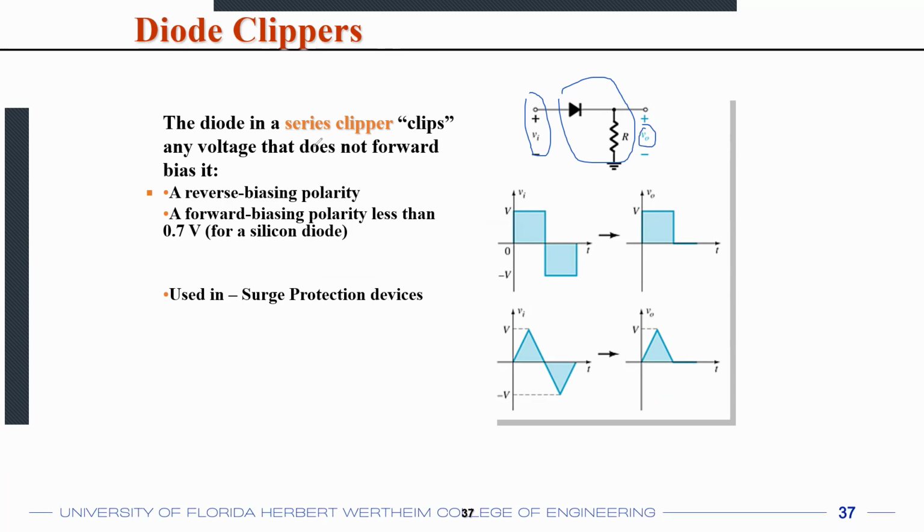This diode is called a series clipper circuit. It clips any voltage that does not forward bias it, because as soon as the diode is reverse biased, the diode becomes open circuited. So the entire voltage drop will happen across the diode and nothing will reach the resistor. If you have an input that looks like this square wave, what you'll see at the output is just the positive half cycle of the square wave. This is a triangular wave. Again, you'll see only the positive half cycle of the triangular wave.